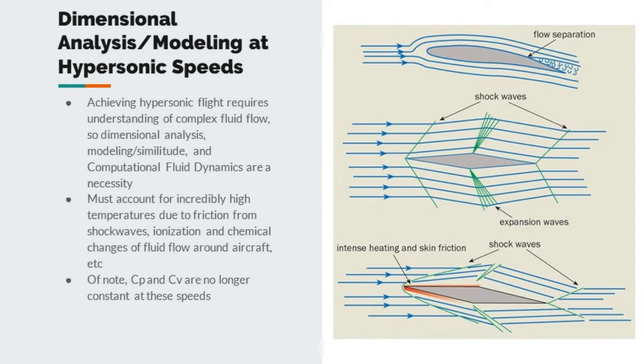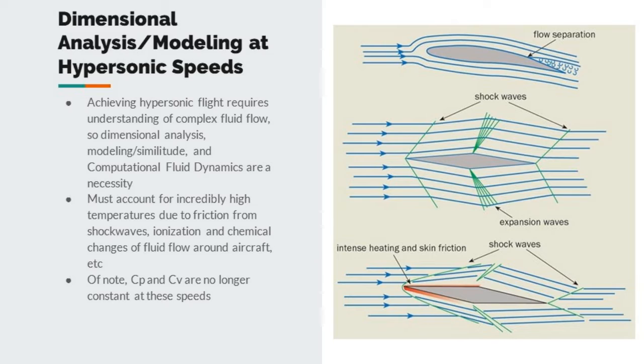Now moving on, you can see the image on the right here that shows the different models that you might see. The very first one is traditional speeds where you only experience flow separation. The second is the development of shock waves during Mach 1. And then the last one is where we see shock waves starting to stick closer to the surface and intense heating and friction that you would experience in hypersonic speeds.